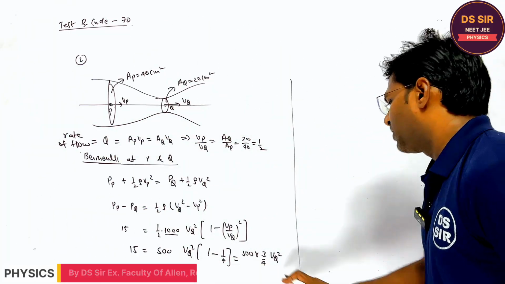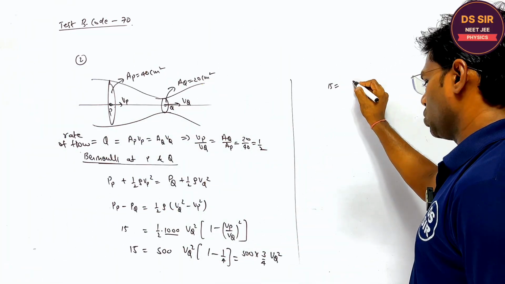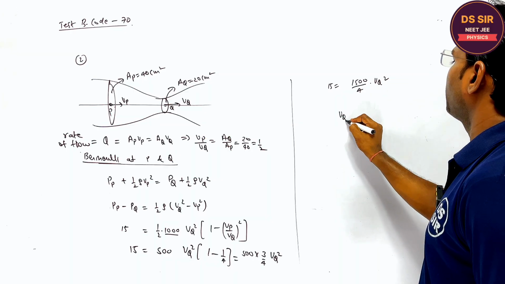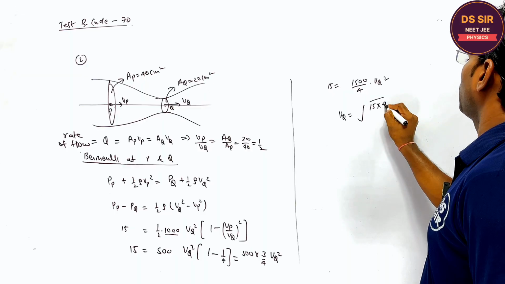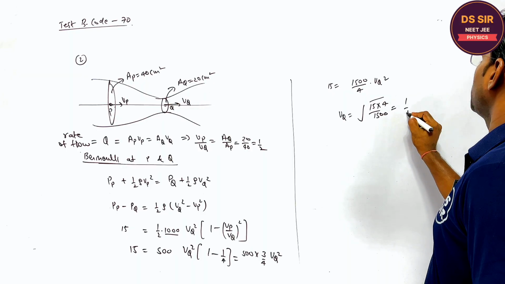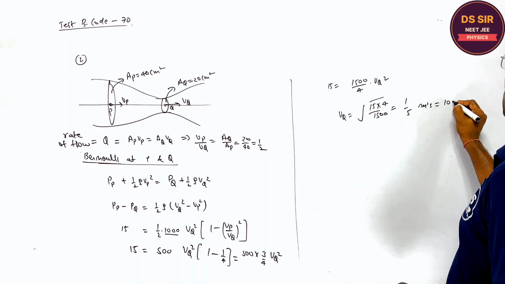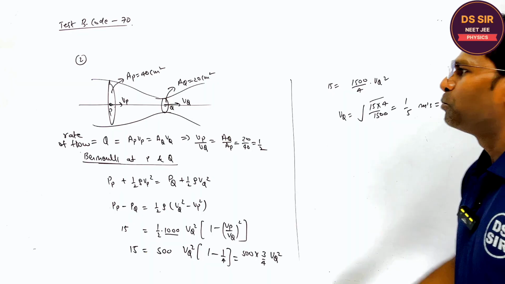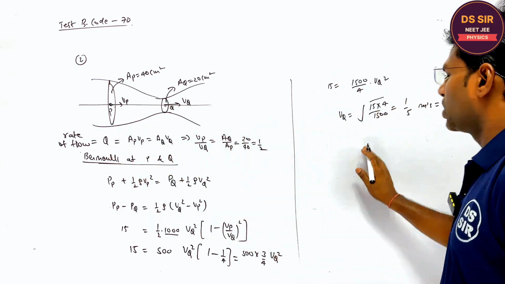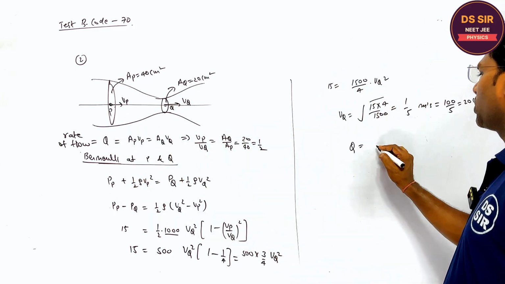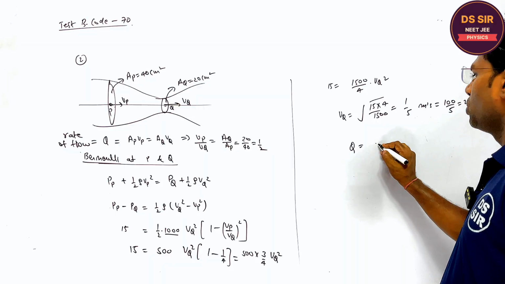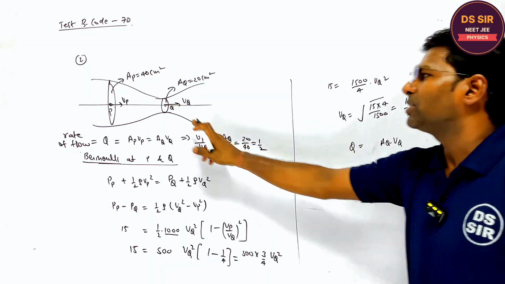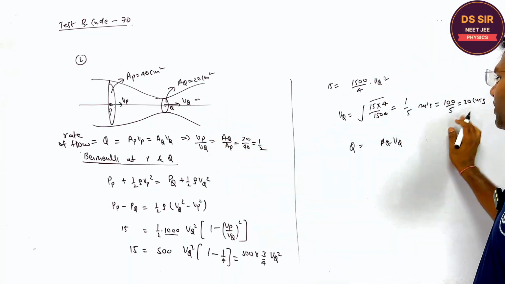Now we can simplify further. This is 15 equal to 1500 upon 4 into Vq square, right? If you simplify, Vq square is equal to 15 into 4 upon 1500. So when you simplify, Vq is 0.2 meter per second, or 20 centimeter per second, is the speed. Okay, the rate of flow of the liquid we have to find, which is given by Q. Either A1 V1 is equal to A2 V2, or Aq multiplied by Vq, because we know the velocity at the Q point, which is equal to 20 centimeter per second.